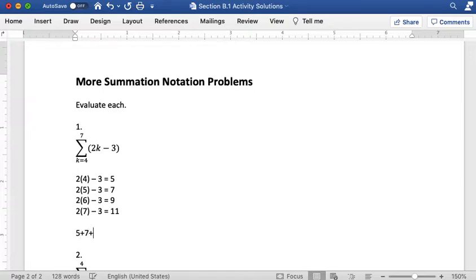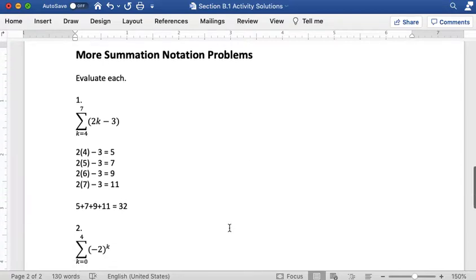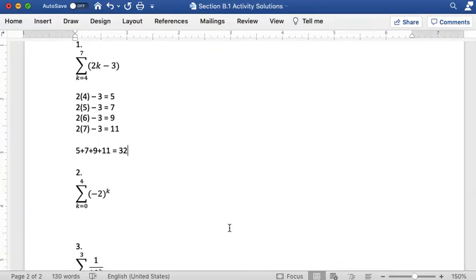And then finally, I'm going to add those four numbers together. 5 plus 7 plus 9 plus 11. And when I do that, I get 20 plus 12, which is 32. So that's my answer. For number 2, now this is a little bit different because I'm plugging in for the exponent here. Notice that k is the power on negative 2. So I'm going to plug in, starting with 0, negative 2 to the 0 power.